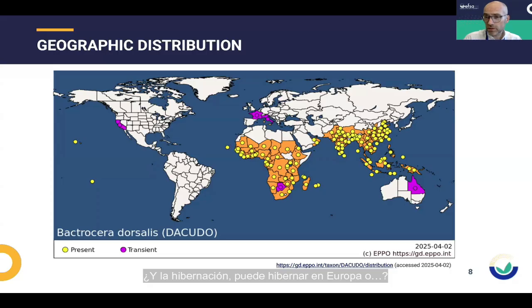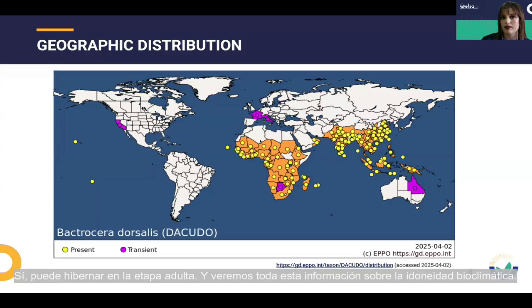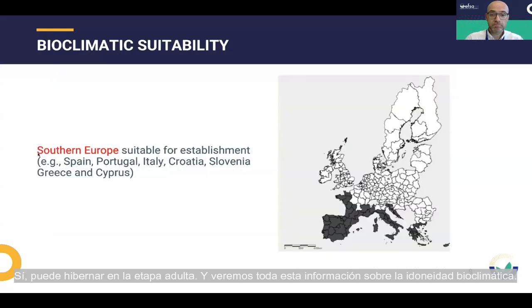Okay. And the overwintering, so it can overwinter in Europe? Yeah, it can overwinter at the adult stage, and we will see all this information regarding the bioclimatic suitability. So we can move to the next slide.